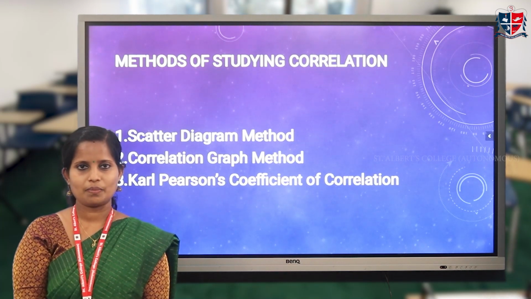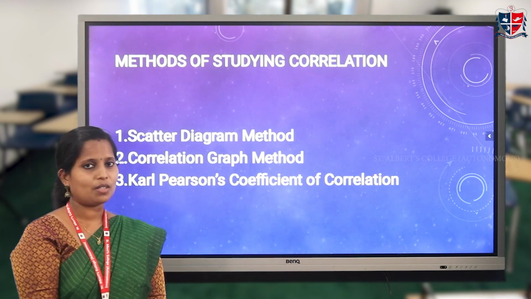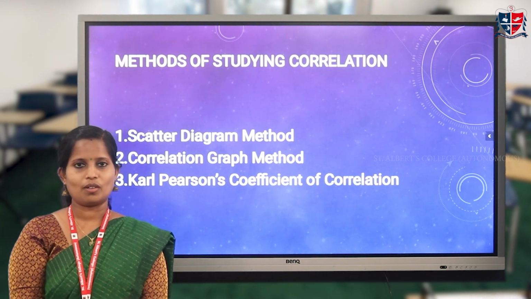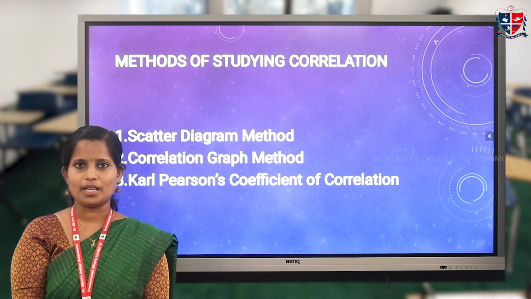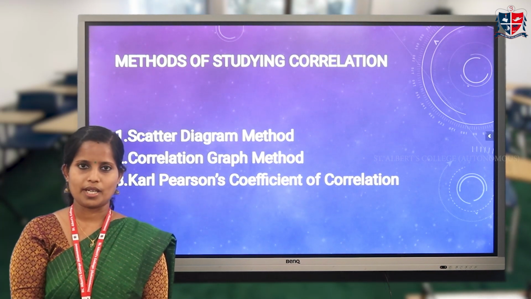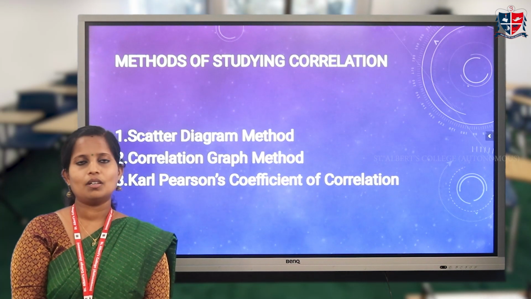Albert's College Autonomous. Today our topic is method of studying correlation. So we already discussed what we mean by correlation. Now we are going to explain how we can measure correlation.